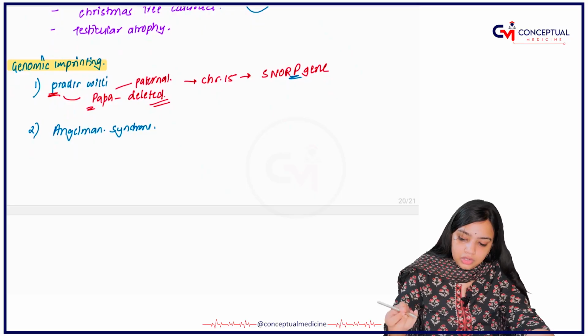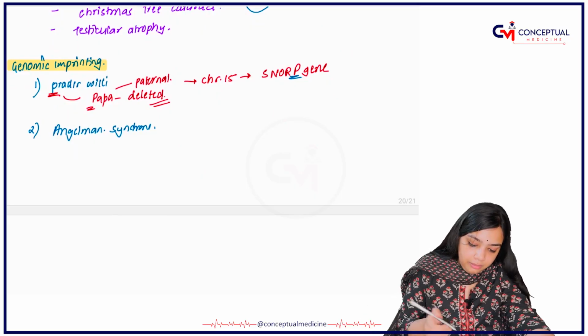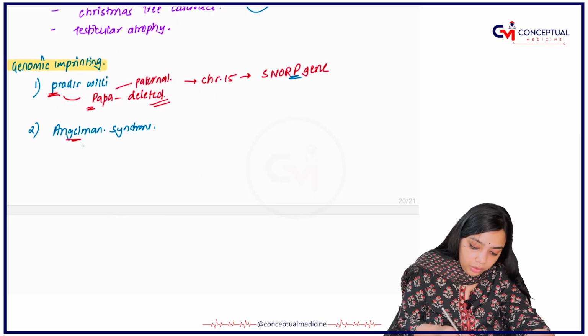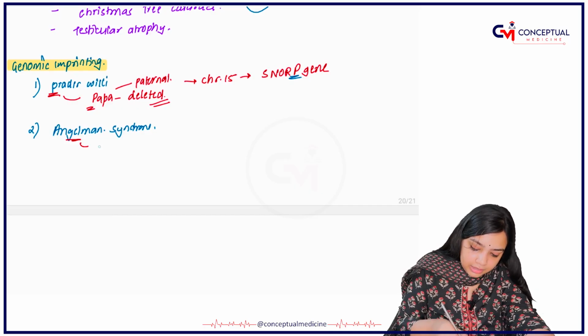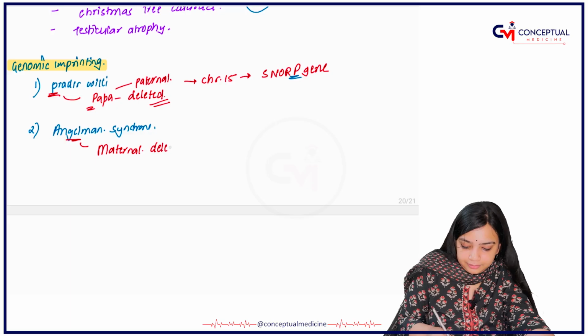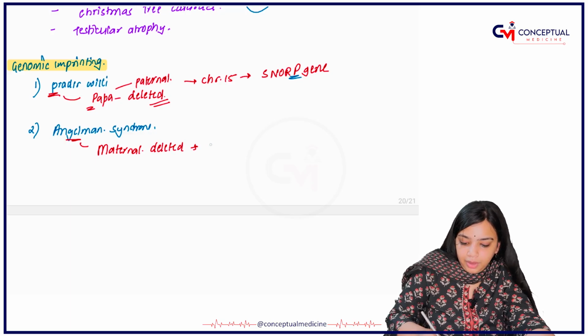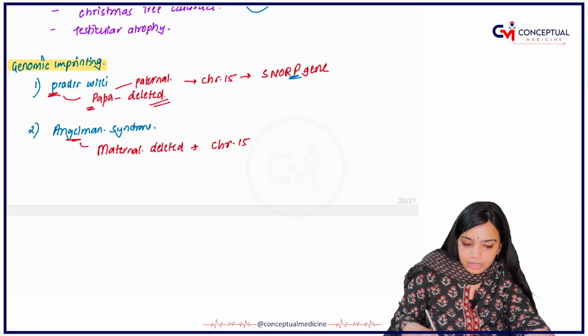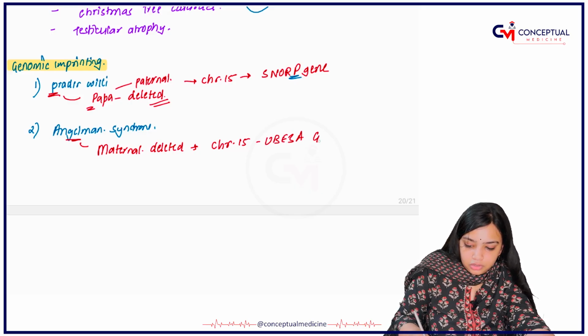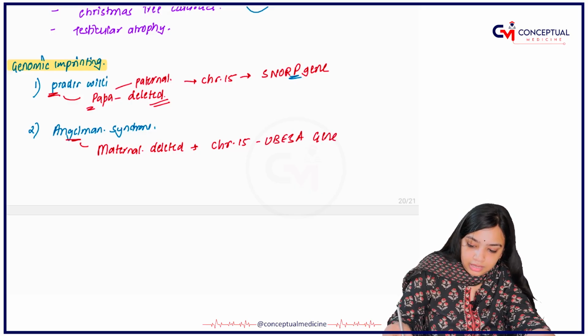Next you have the Angelman syndrome. So angel, remember, who is the angel in your life? Your mamas. Okay, so mamas are the angel. So the maternal chromosome is deleted, and you have chromosome 15, UBE3A gene. In the last, A is coming. A means Angelman.